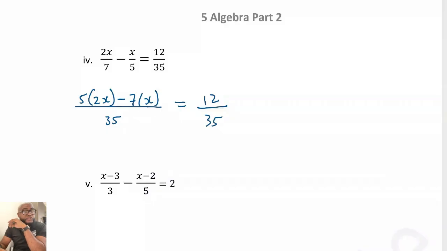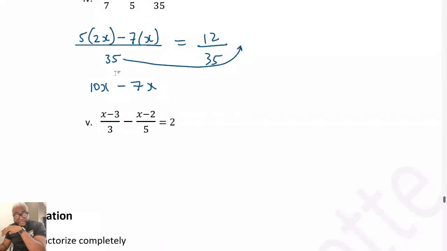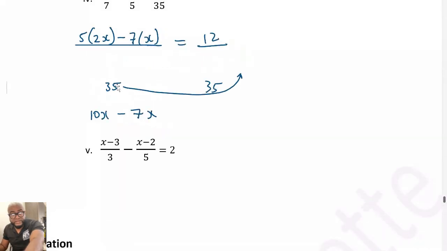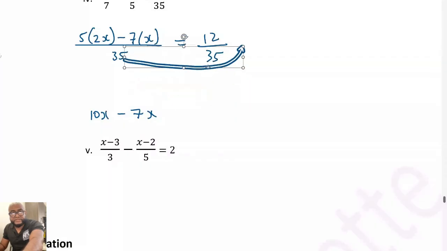Everybody good there? So what will the next line be? Do you have this? 5 by 2x will be what? 10x minus, well, 7 by x is just 7x. Now this 35, I can carry this 35 here and do what with it? Well, it will cancel out. Yes, very good. But what was I there to do initially? Multiply, right? Okay, let's carry this.